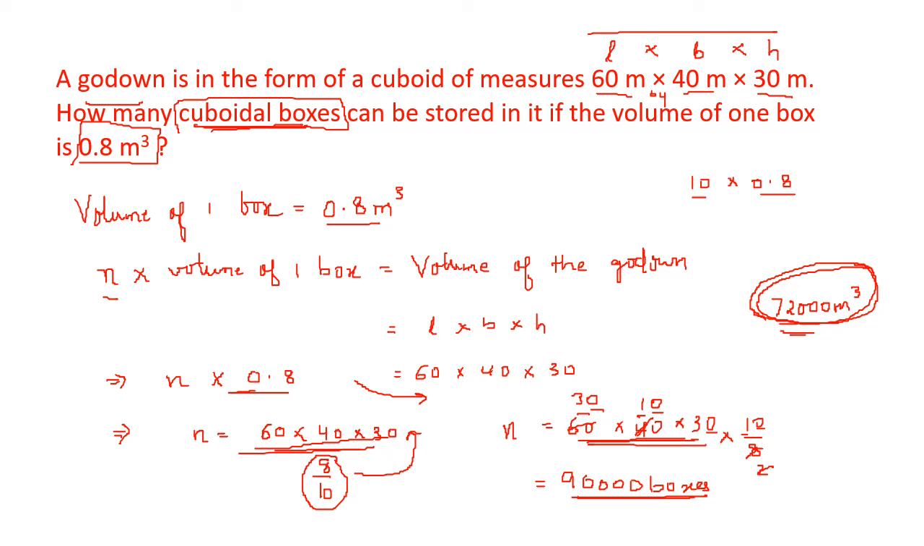So these are the different sums we did today using only two formulas: volume of the cuboid equal to length into breadth into height, and volume of the cube is equal to L cube.